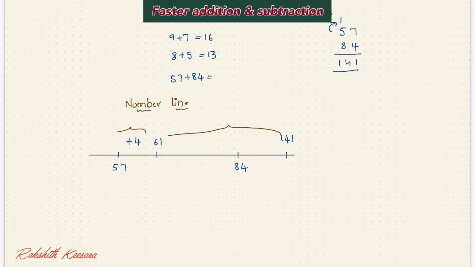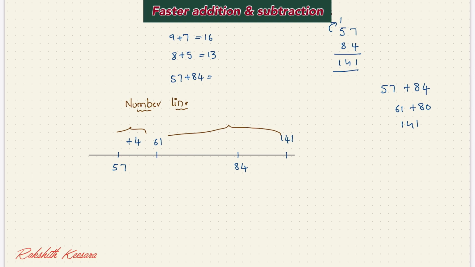Your thought process should be in this way. 57 plus 84. First you need to add 4 to the 57, that is 61 plus 80, which is 141. Now 61 plus 80, it is nothing but a one digit addition, right? You only need to do 8 plus 6. And in this case also it is only one digit addition, right? You only need to do 7 plus 4, that is 61. And here 8 plus 6, that is 14. And at the end 141. So this is the very easy way to do addition.